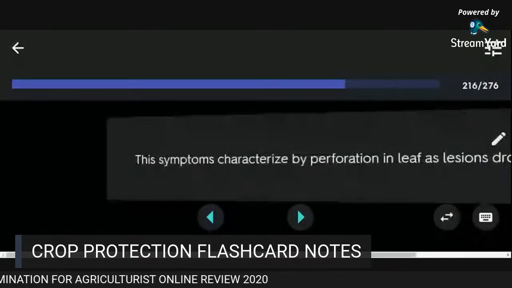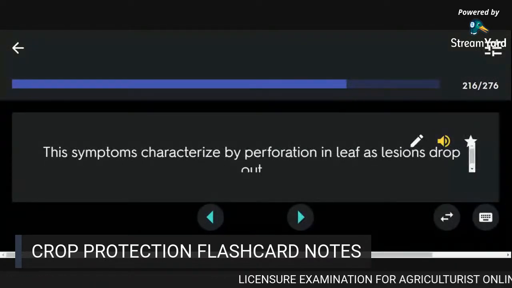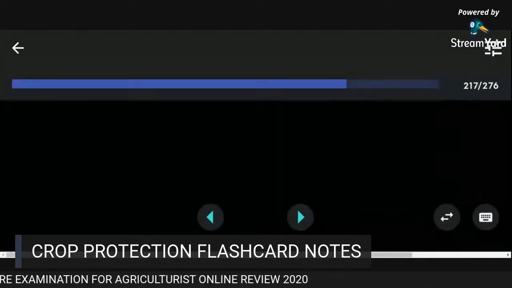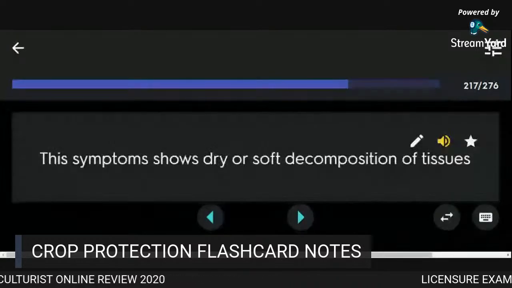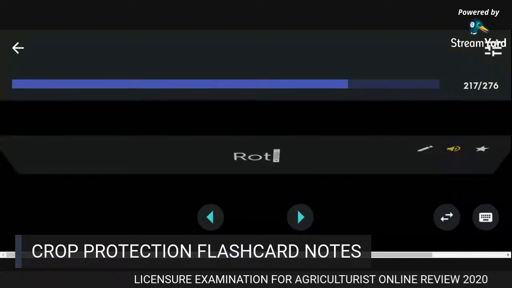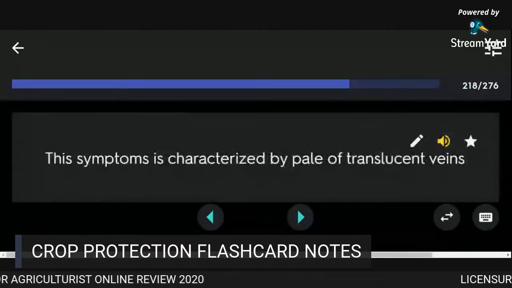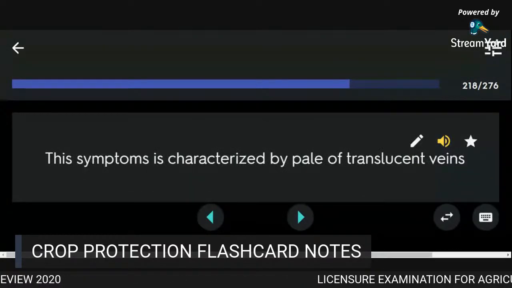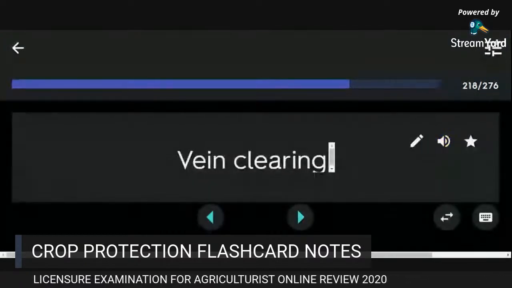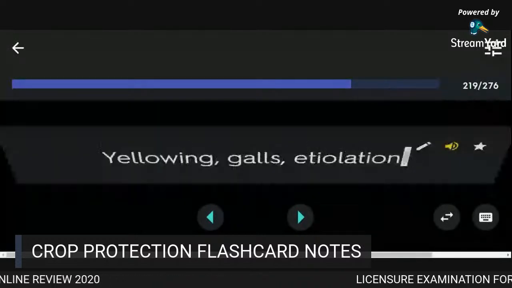This symptom is characterized by perforation in leaf as lesions drop out: shot hole. This symptom shows dry or soft decomposition of tissues: rot. This symptom is characterized by pale or translucent veins: vein clearing. Which are all symptoms? Yellowing, galls, etiolation.